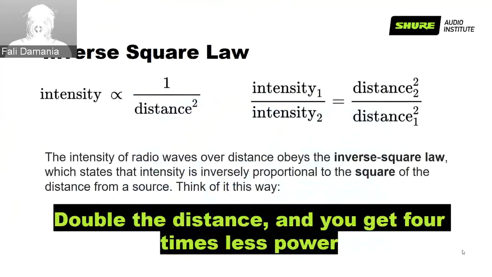Also important is something called the inverse square law. In my opinion, this is the holy grail of laws that dictate RF propagation. I know it's a little bit of math, but for any of you that are into math, you can put that formula down. For any of you that are not really into the math, the highlighted sentence down in green is the unsaid truth, basically. Double the distance and you get four times less power. So consider an RF signal that has left a vocal transmitter. For every doubling of the distance, you get four times less power.